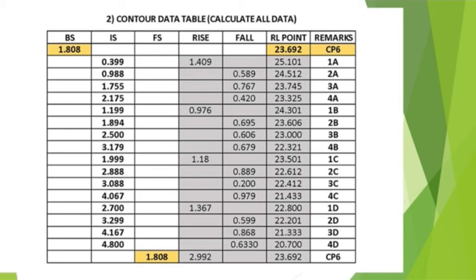So to find rise and fall, the backside 1.808 subtract with intermediate side 0.399, and we got the answer 1.409 in positive. So we put the answer in rise. For the next, we don't have backside anymore, so we take second intermediate side 0.399 subtract with the next intermediate side 0.988. The answer is 0.589 in negative, so we put it in fall.